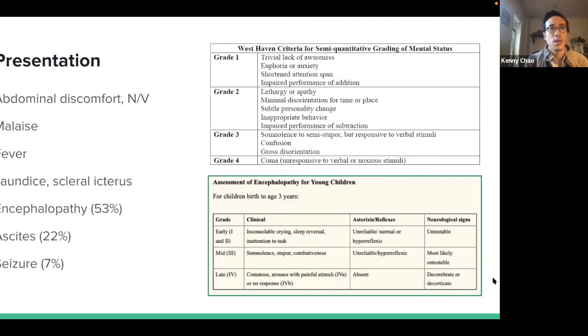But of course, if you have, say, an infant or a younger child, it's hard to assess all these things. So there's a criteria for pediatric encephalopathy for children that are less than 3 years. But you note that grade 1 and 2 are essentially grouped together and indiscernible. And then you can see that neurologic signs are really not useful in this unless you get into late stages. Ascites is in 22% of pediatric acute liver failure, and then you have seizures as well in 7 to 11%.